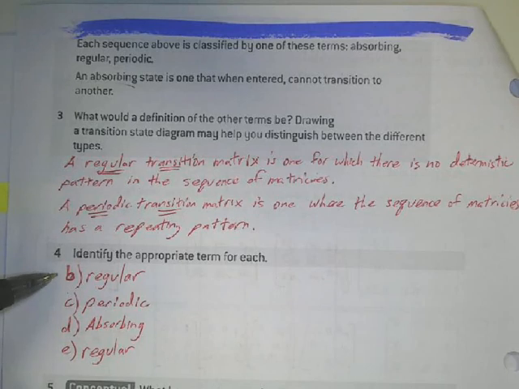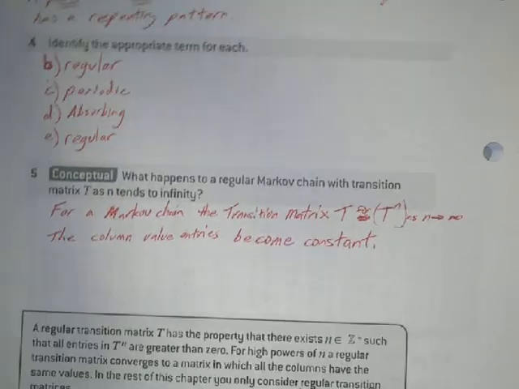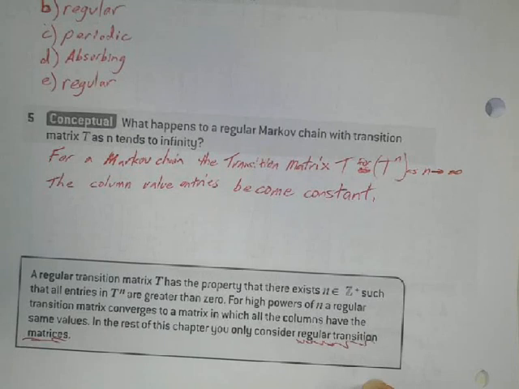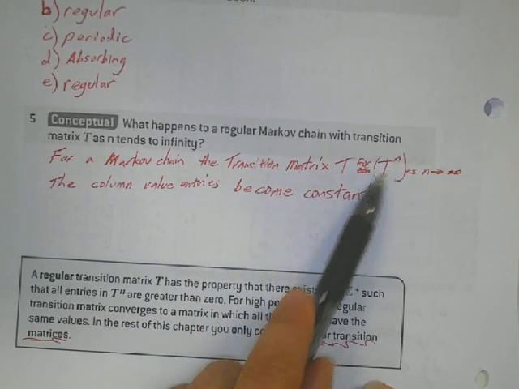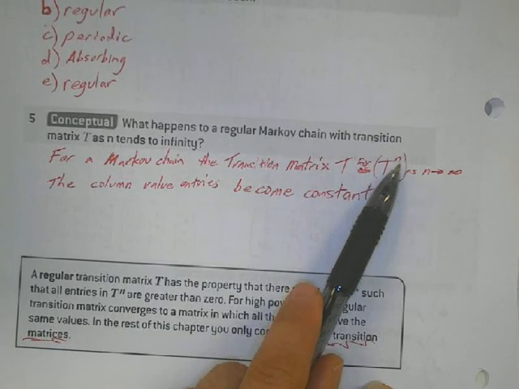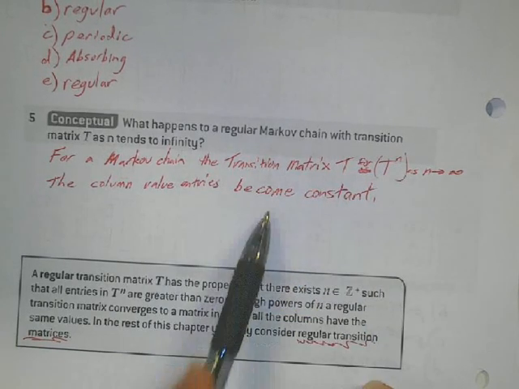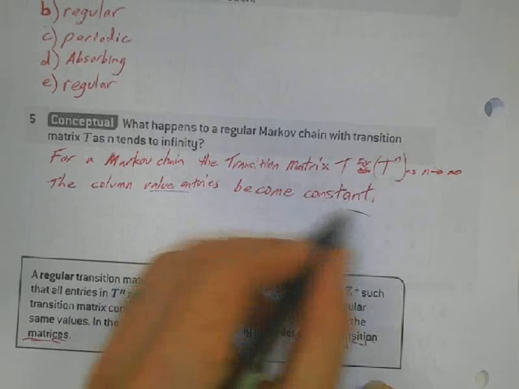The patterns for B was regular, for C periodic, D absorbing, and for E it's regular. Okay. Now for number 5, for a Markov chain, as the power of the transition matrix gets bigger, the entries will become constant.